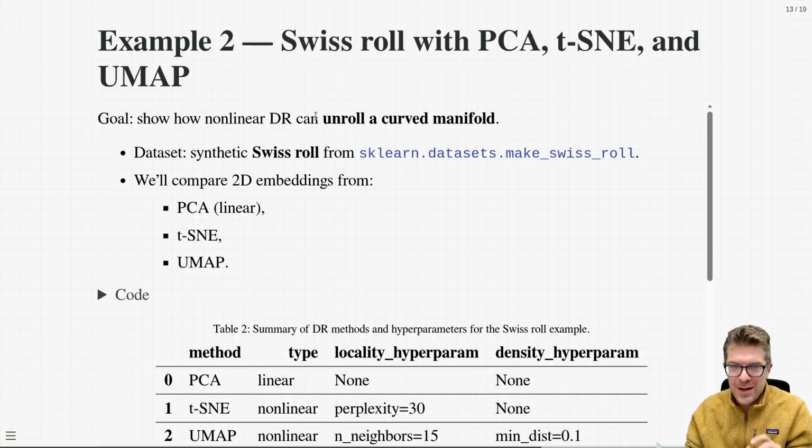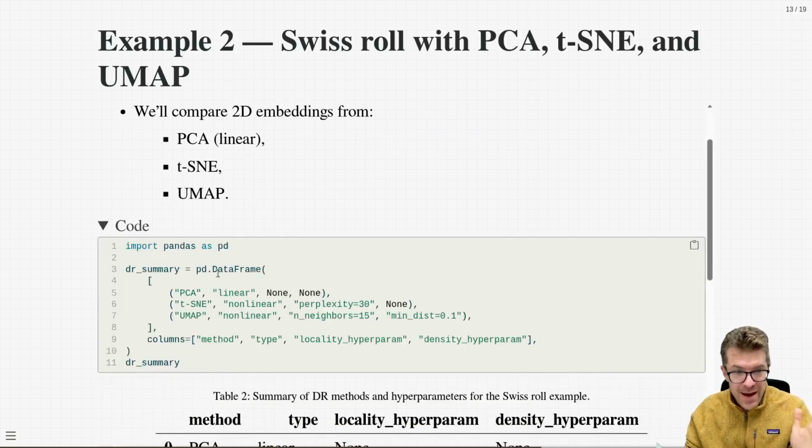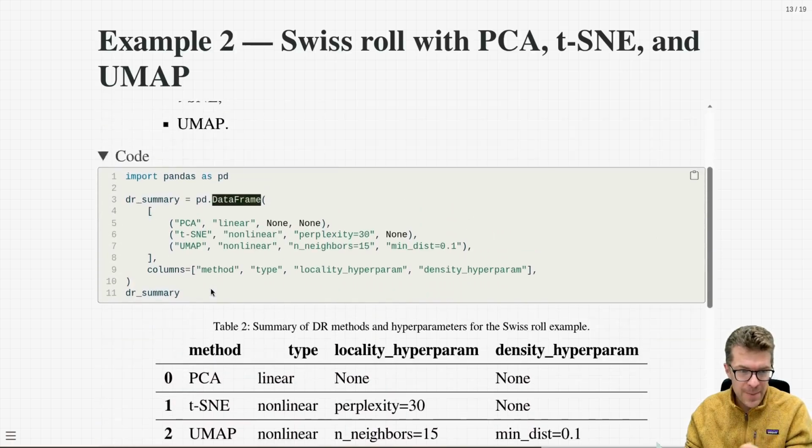So example 2 is a Swiss roll we saw before. Show how nonlinear dimensionality reduction can uncurl these things. We saw an example of this before too. Now I'm using this data frame.